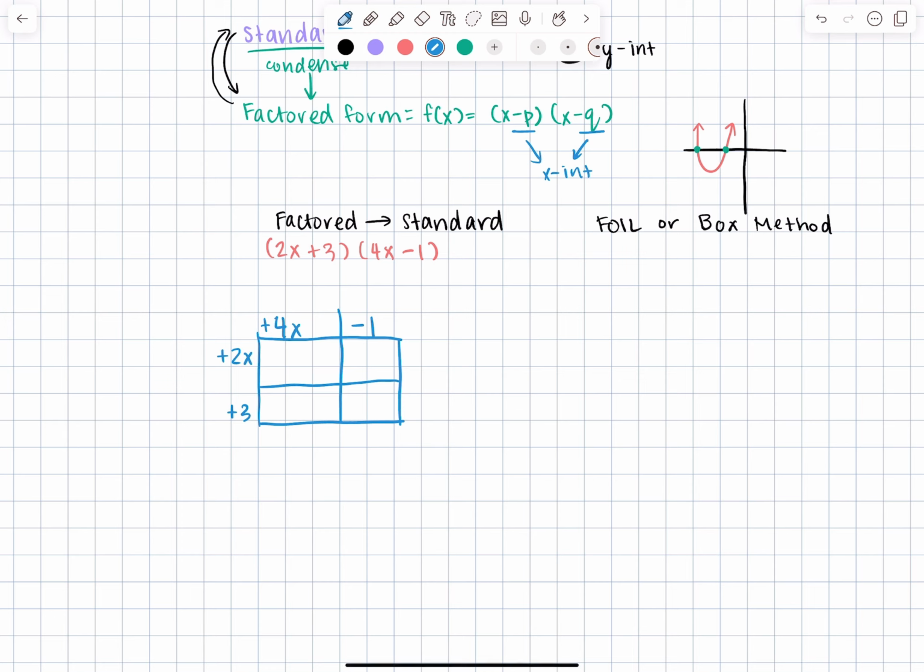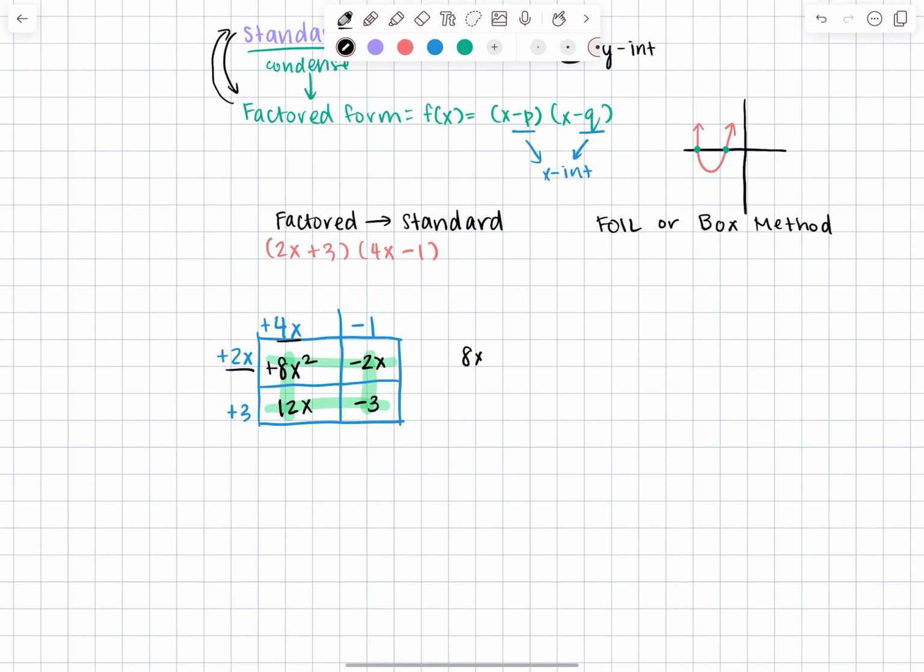Okay, so now we know that 4x times 2x is 8x squared, positive again. And then 2x times negative 1 is negative 2x. And then 4x times positive 3 is 12x. And then 3 times negative 1 is negative 3. So now we're going to add all the numbers that are inside the box, all these four.